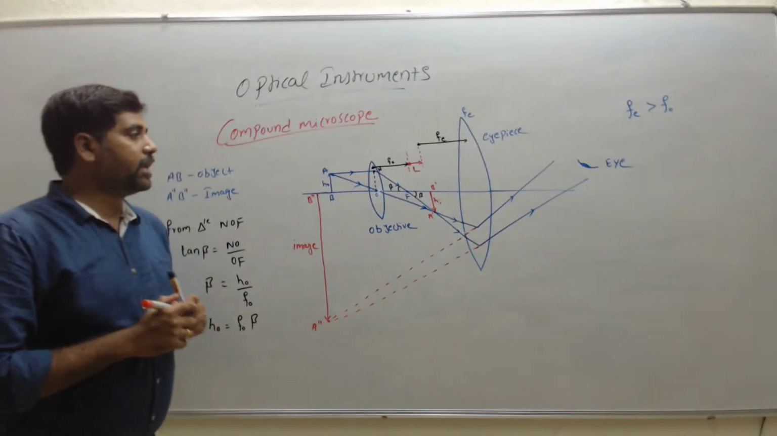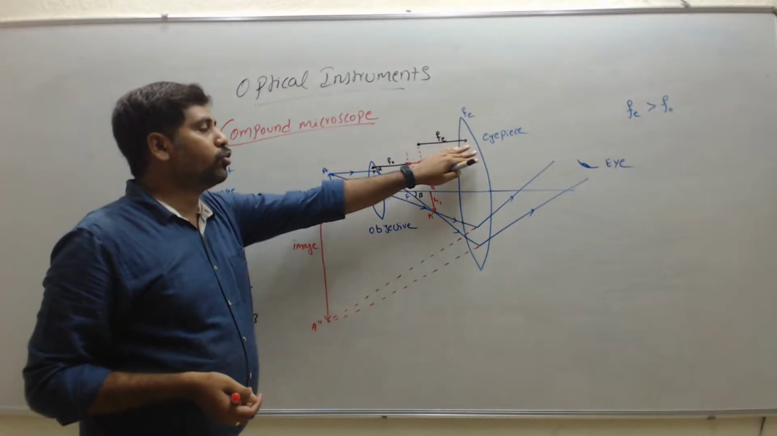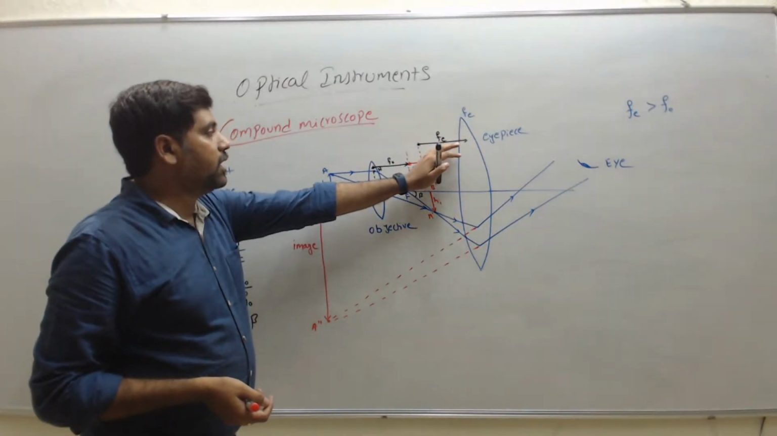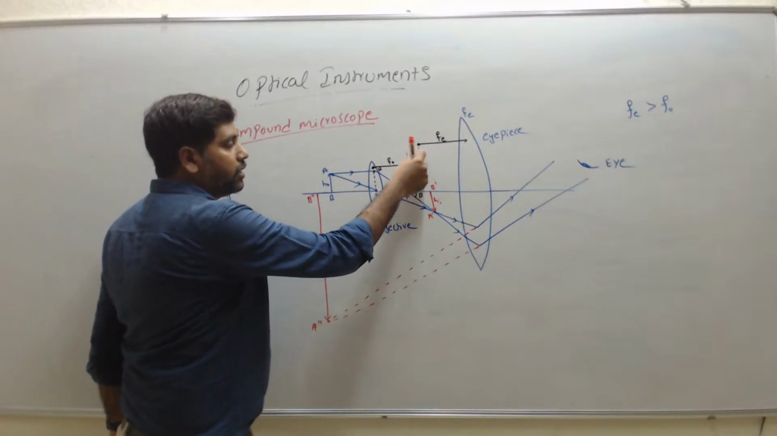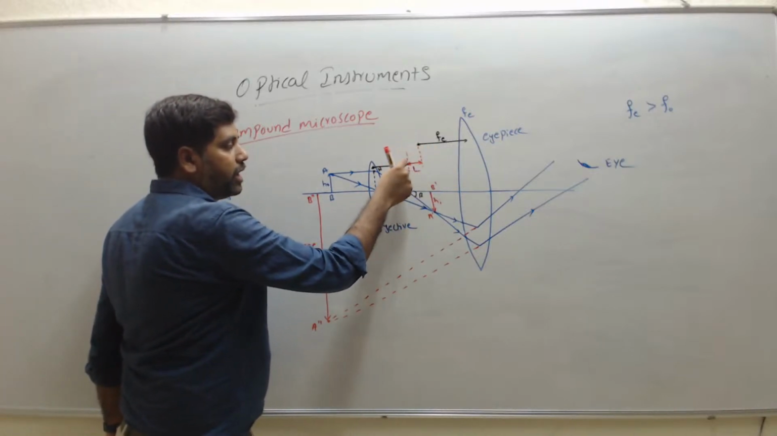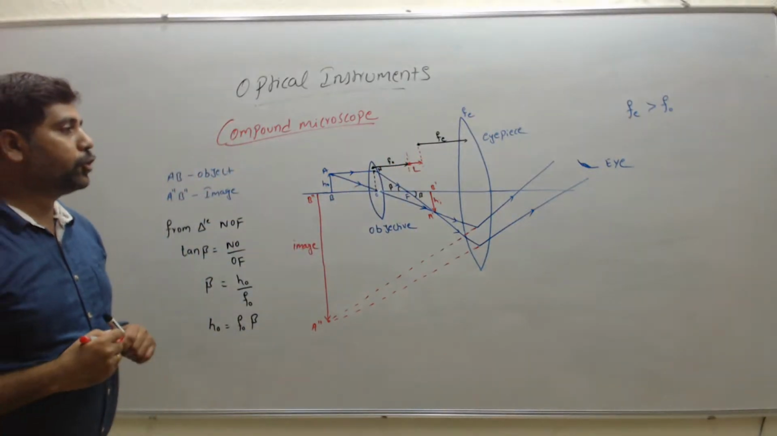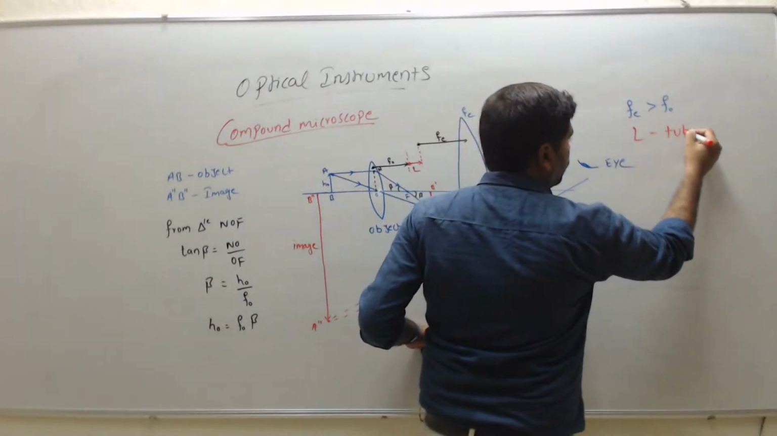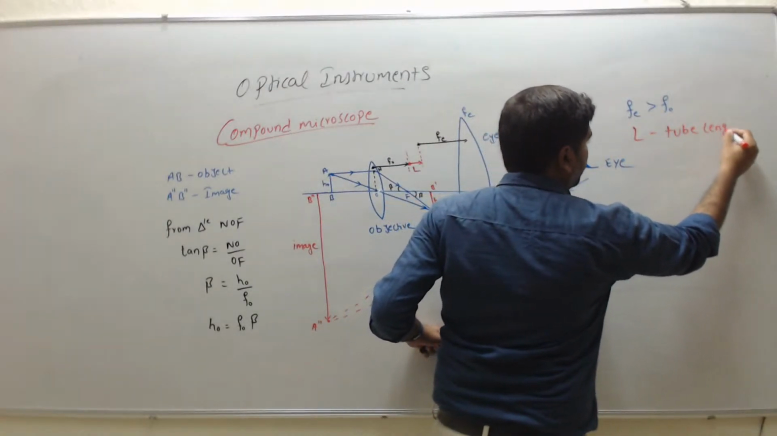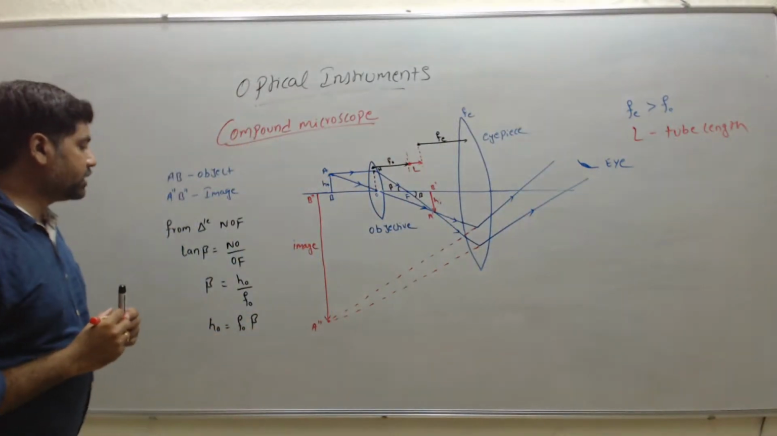L is the tube length, which is the distance between the objective focal length and the eyepiece focal length, that is FO and FE. The distance between the FO and FE, that one we call as tube length, where L is the tube length, right?